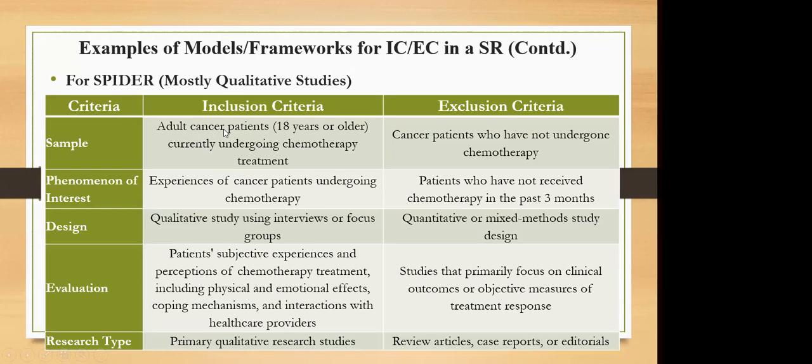Okay, so our sample here are adult cancer patients aged 18 or older currently undergoing chemotherapy treatments. Now for the exclusion criteria, we have cancer patients who have not undergone chemotherapy. For the phenomenon of interest, we have experiences of cancer patients. And for our exclusion criteria, we have patients who have not received chemotherapy.